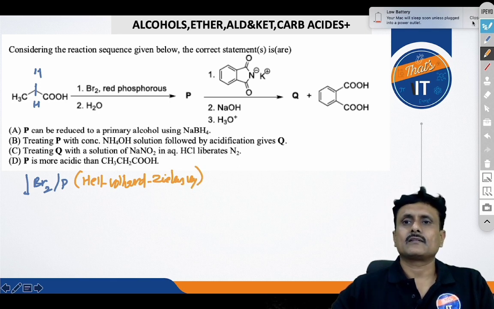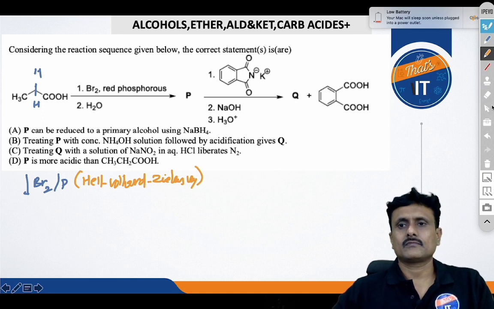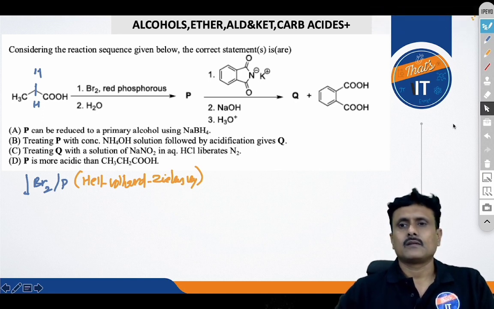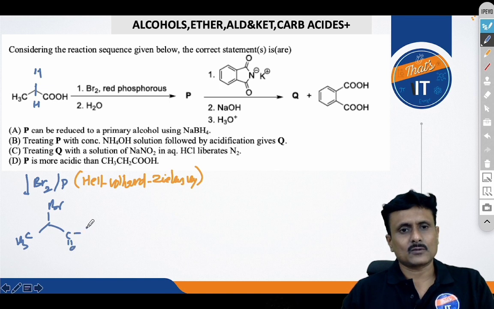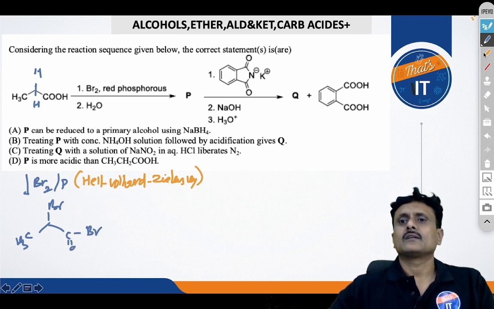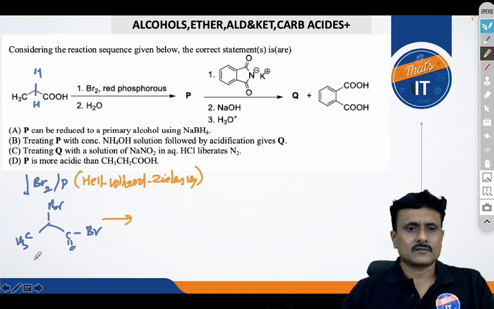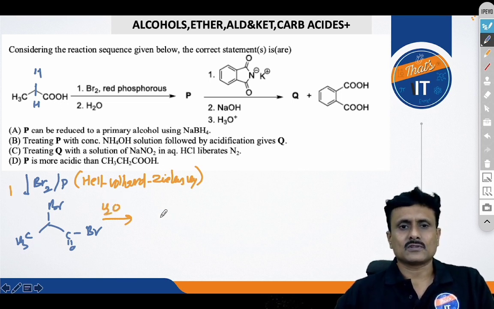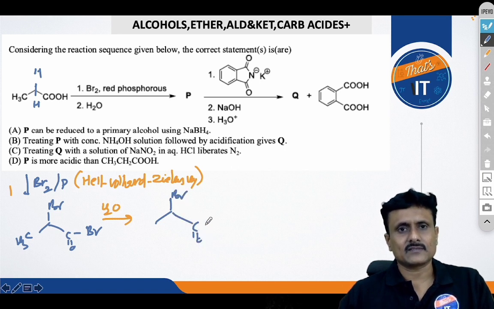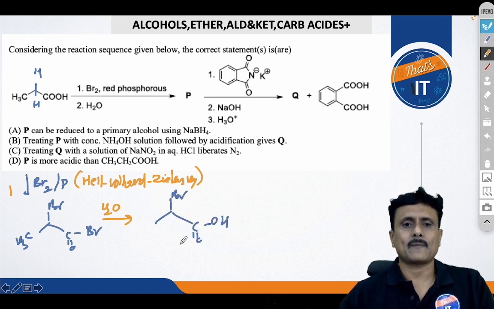All right. In the Hell-Volhard-Zelinsky reaction, the alpha hydrogen and along with that the OH will be replaced by the bromine. Now this is through your first reaction, and then H2O is added. You should know that the bromine remains intact and you will be getting COOH. So this is your P.